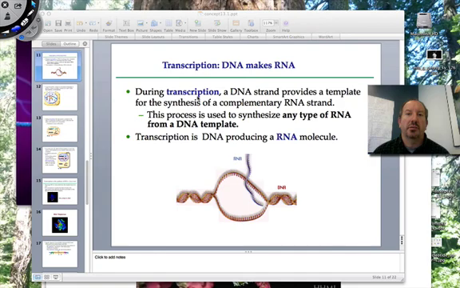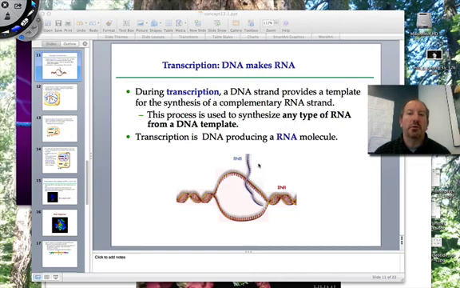And so it's a pretty tedious process, but in the cell, we have an enzyme that will speed up this process of turning DNA into RNA, so it's rather quick. And so transcription is the making of RNA. And as it turns out, there's going to be four types. There's more than four types, but we're going to talk about four types of RNA, and in particular, three of them are going to be really emphasized.